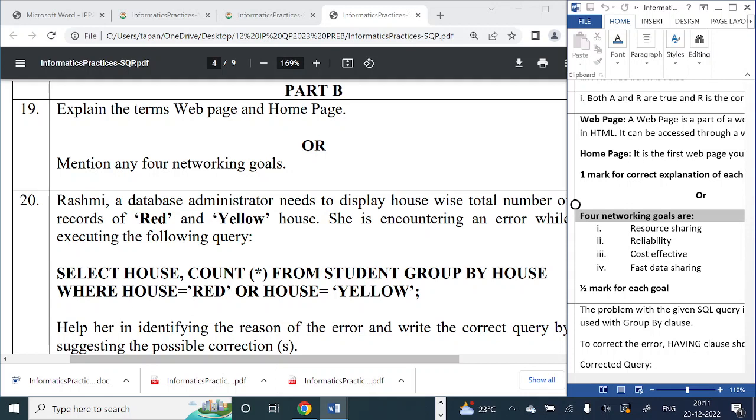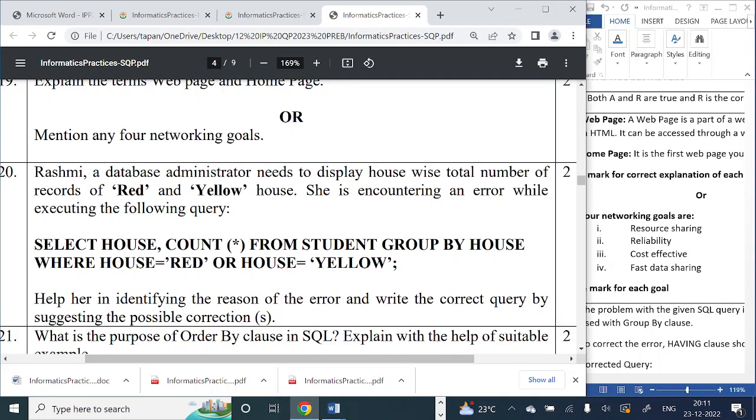Now networking goals, when we use the network, when we connect all the computers with each other, we just try for sharing the resources. So here the answer will be resource sharing, reliability, cost effective, fast data sharing, communication, then we are saving the cost, so cost effective. So why we connect all the computers or use internet here? For resource sharing, for reliability, for cost effective and fast data sharing. Next, question number 20.